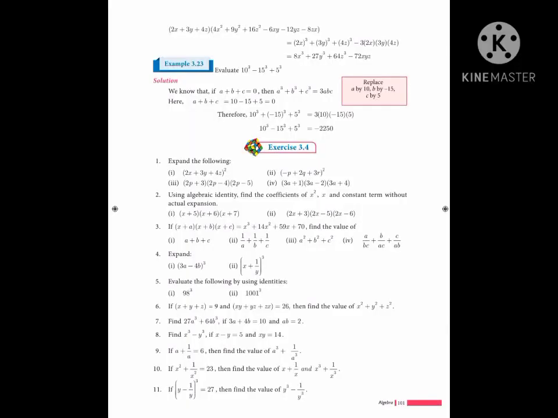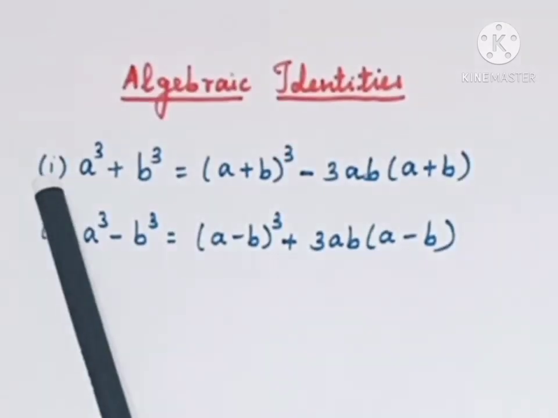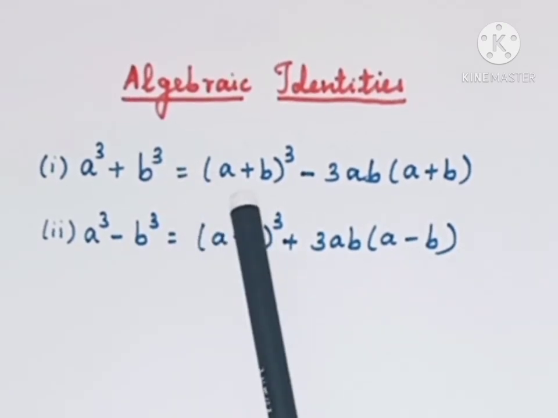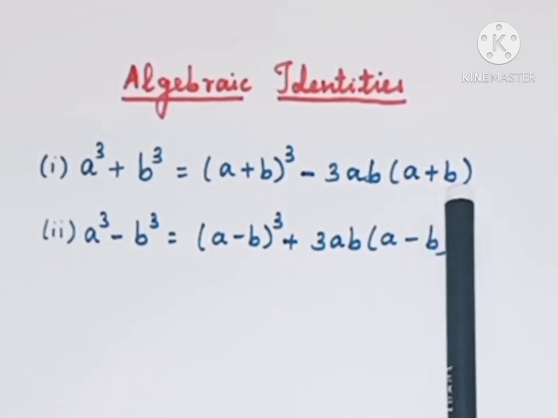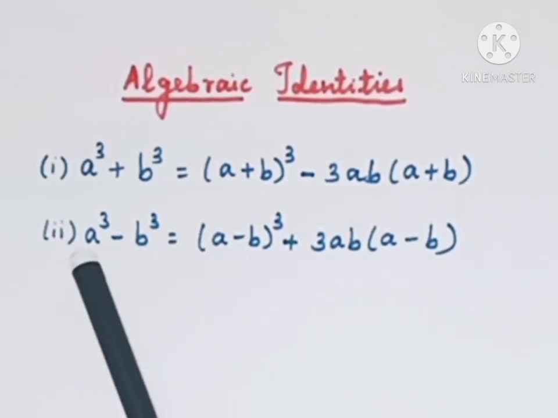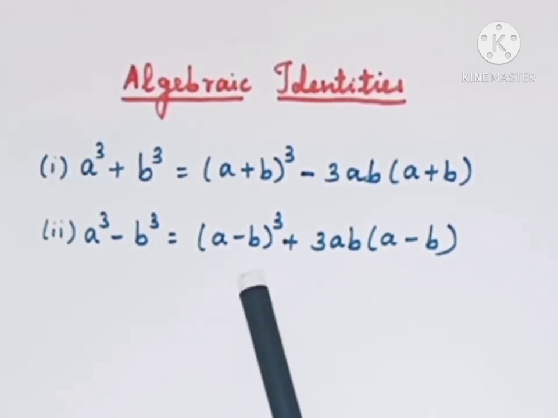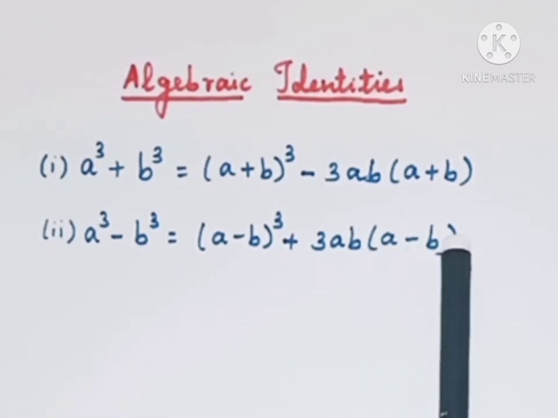Before entering into the next sum of exercise 3.4, let us see some of the algebraic identities. Next algebraic identity is, first, a cube plus b cube is equal to a plus b the whole cube minus 3ab into a plus b. And the second identity is a cube minus b cube is equal to a minus b the whole cube plus 3ab into a minus b.